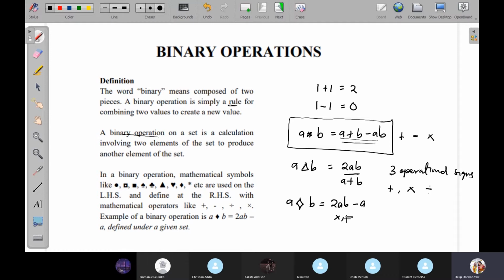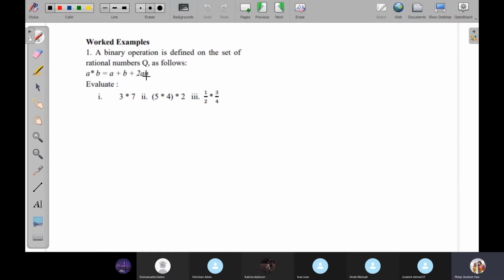Okay, so let's move forward to the next slide. Now we are taking our first worked example. A binary operation is defined on the set of rational numbers Q as follows. We've been given A star B equal to A plus B plus 2AB. So the rule for the binary operation is A star B equal to A plus B plus 2AB. Now we are to evaluate these operations, I and II, using the rule.